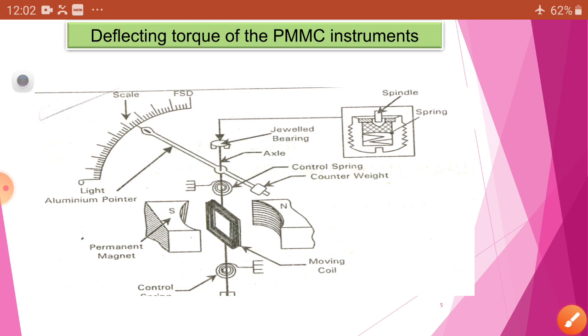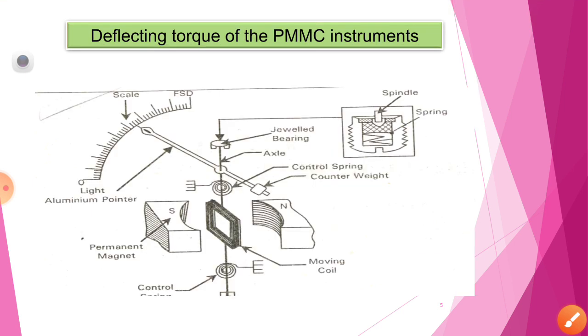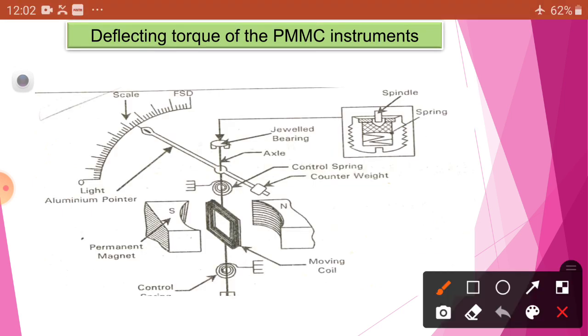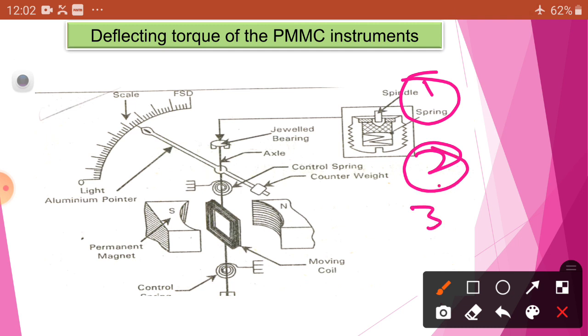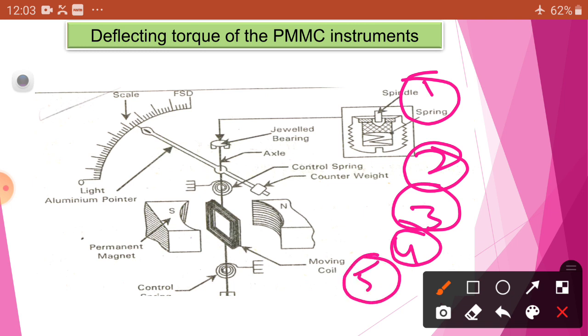So, the first advantage is it has a high torque to weight ratio. Second advantage is high accuracy. Third advantage is that it is a very sensitive instrument. And fourth is no need of magnetic shielding, because it produces a strong magnetic field, and it consumes very low power while using the instrument. These are the main five advantages of moving coil instruments.